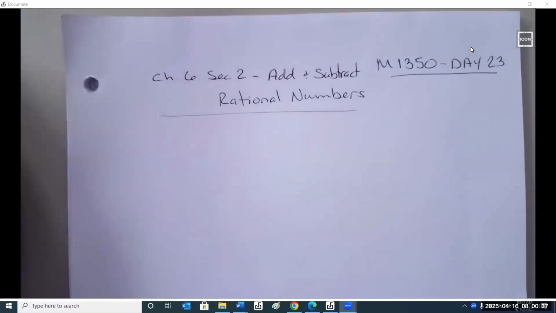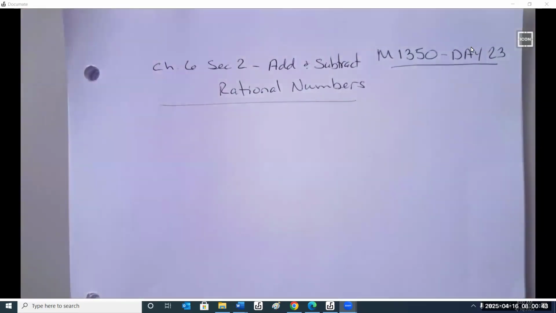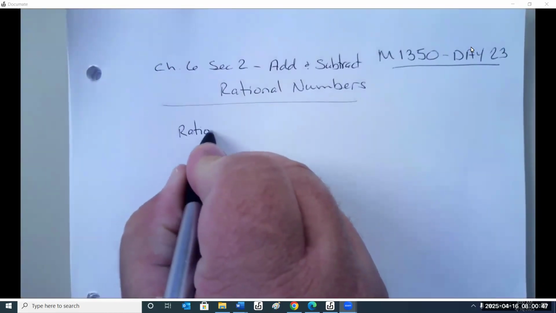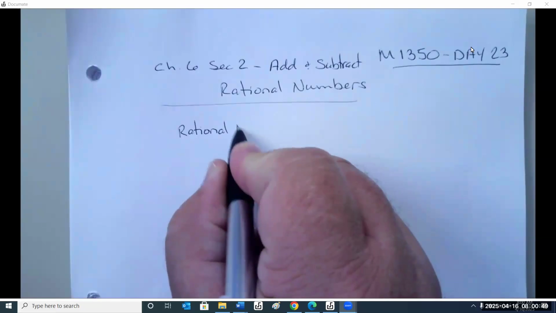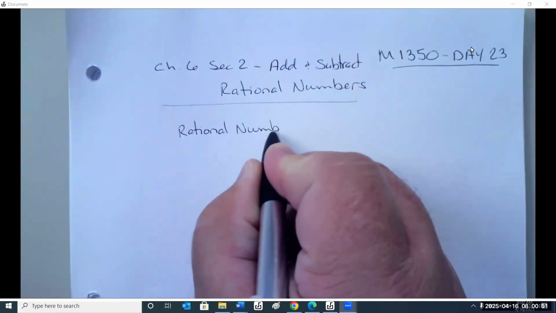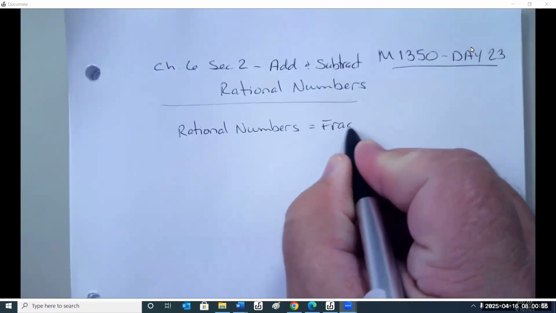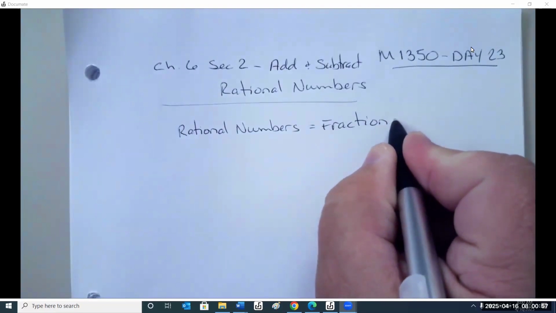Let's go ahead and talk about addition and subtraction of rational numbers. Again, what are rational numbers? Fractions.